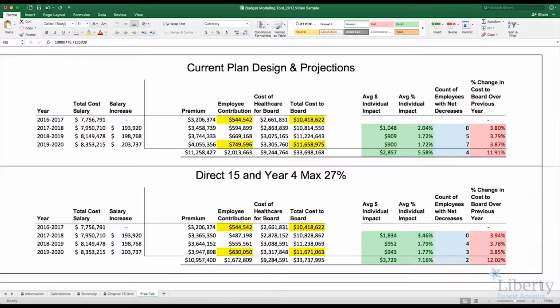So we're going to see in year 3, the board is paying $11.671 million, and currently the board is paying $11.658 million, and the employees are paying $630,000, whereas in year 3, under the current strategy, they're paying $749,000. So this strategy doesn't meet our objective, but it keeps it close for the board, and it does provide the employees with some rate relief. So that may be a possible strategy. But let's keep moving.